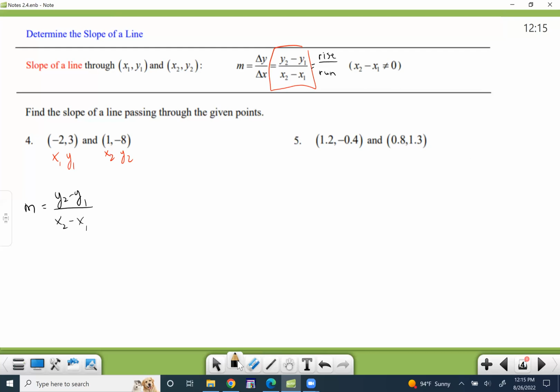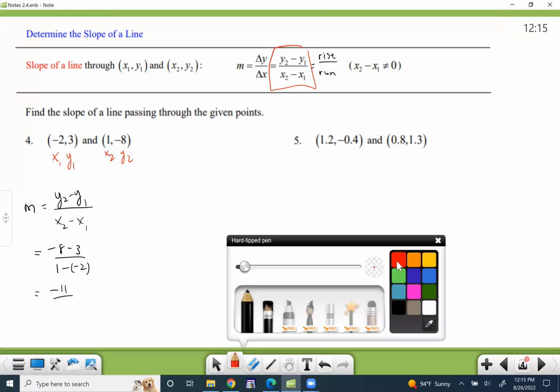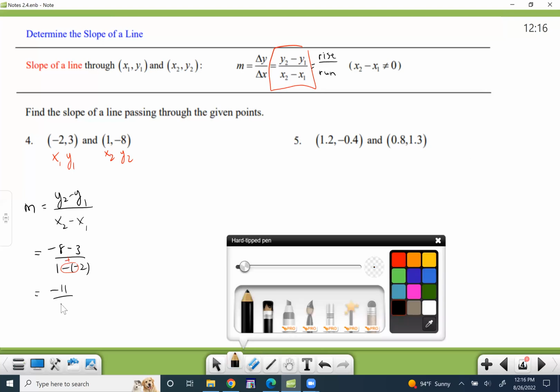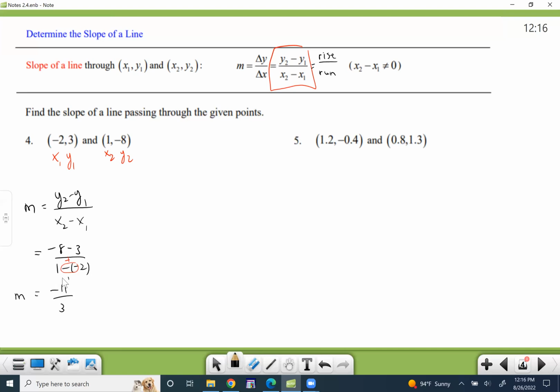All right, so let's go ahead and substitute in y2 minus y1 over x2 minus x1. So -11 over, and we know that these two negatives are going to end up becoming a plus. So 1 plus 2 should make this 3. So that's going to be our slope, which gets the variable m.